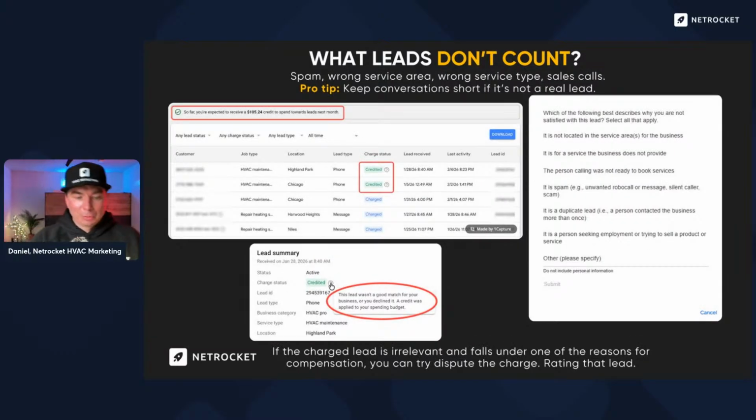What leads don't count? Not every lead counts, and you don't have to pay for all the leads which you received. You will see the picture in your accounts, and you may see this already, that some of the leads are charged, some of them are credited. Share your experience if you have the same, or if you have a lot of credited, or a lot of charged. And we don't have the possibility to dispute leads anymore, but we still have the possibility to rate the lead. This is what I will repeat again and again. So just rate the leads.